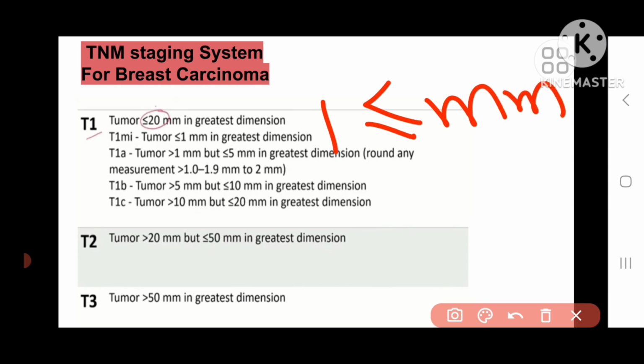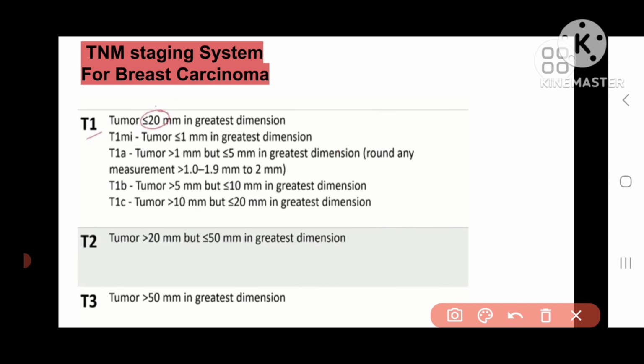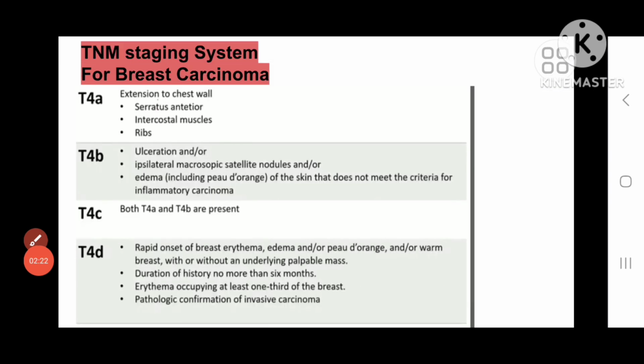T2 is tumor size between 2 to 5 cm in greatest dimension. T3 means tumor size greater than 5 cm or 50 mm. As we all know, 1 cm means 10 mm. So T3 means tumor size is greater than 5 cm in greatest dimension. T4 is classified into 4 subtypes: T4a, T4b, T4c, and T4d.